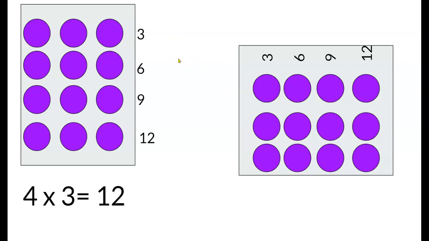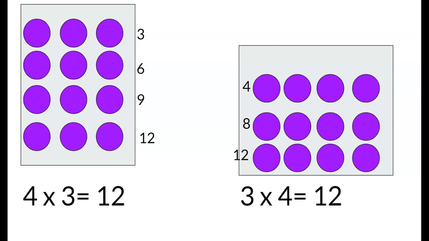Okay, I'm going to go ahead and get rid of those numbers so we can start counting our rows. So this time we don't have rows of 3, we have rows of 4. So each row has 4 circles. So let's skip count by 4. 4, 8, 12. So our multiplication sentence is 3 times 4 equals 12. But it looks like they both are going to equal 12.